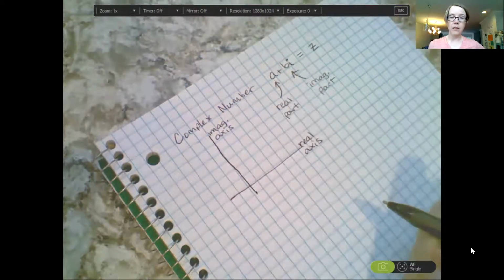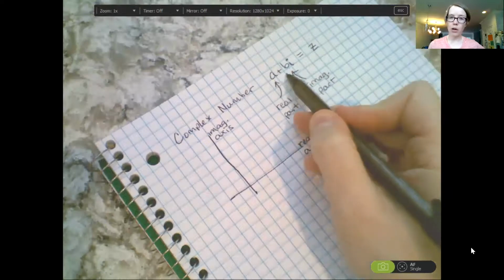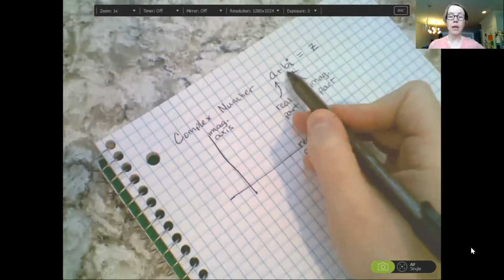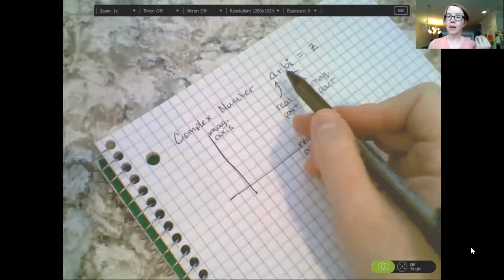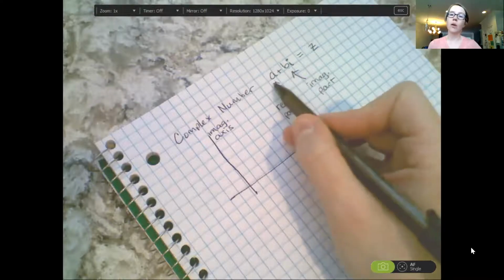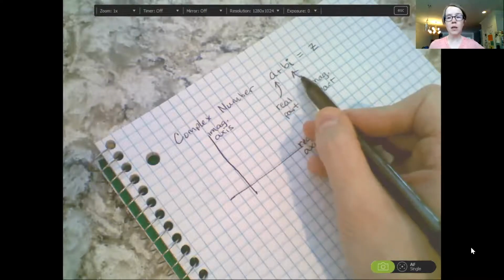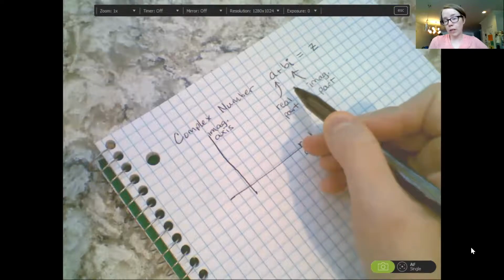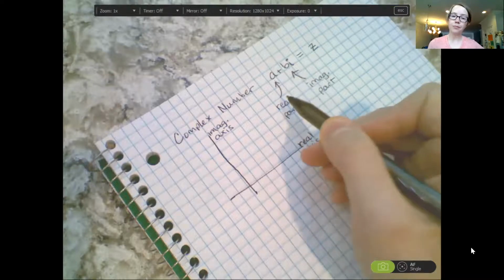Like that. And so then you would look at your number and say, okay, this is my A, this is my B. I'm going to put those together and that's going to be the point that I plot. So even though it looks like it's made up of two different pieces, when you plot it, it's still just a point, just like any other thing that you would graph.